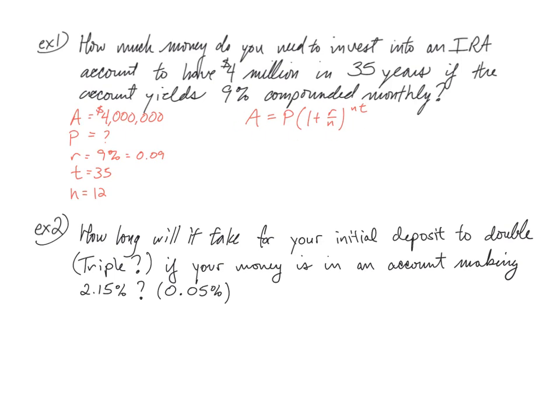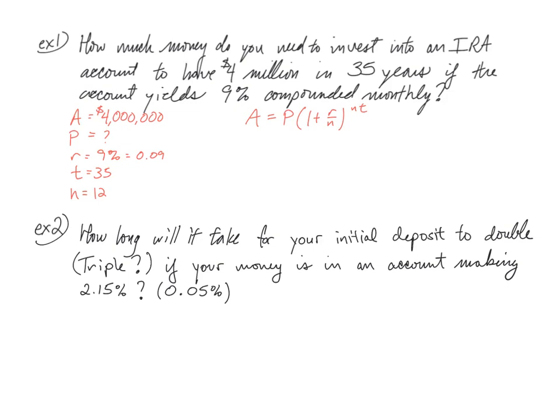We know that we want to have $4 million 35 years from now. This is a future amount, the accumulated amount to be $4 million. We need to find out how much money to invest right now. We do not know our present value. We do not know what we need to start with. But we do know an interest rate, which will become 0.09 as r, as a decimal, because we have to have a decimal to work properly with the formula. We know there will be 35 years and it will be compounded monthly.